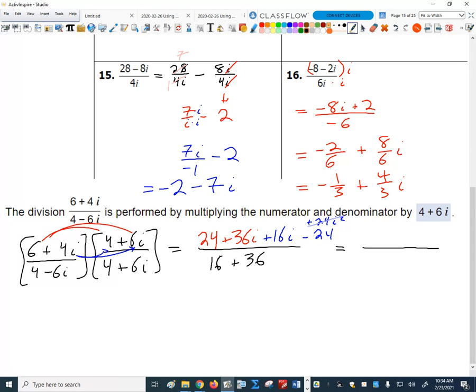And so what do we get then? We get 24 minus 24 is 0. 36i plus 16i is 52i divided by 16 plus 36 is what, 52? So we end up here with the result, what's that going to reduce to? 21 over 26. So 21/26i is our answer. Okay, makes sense?